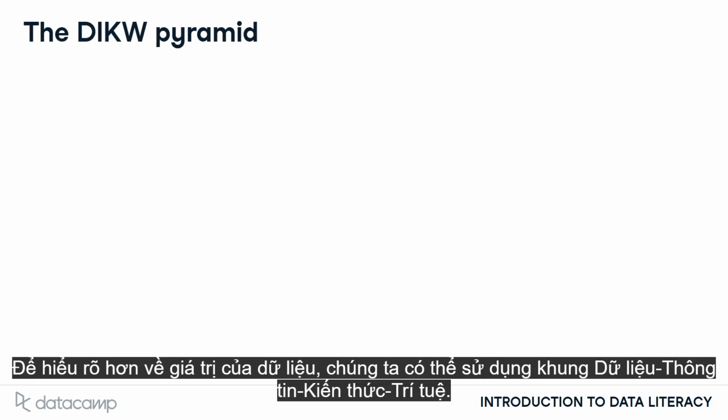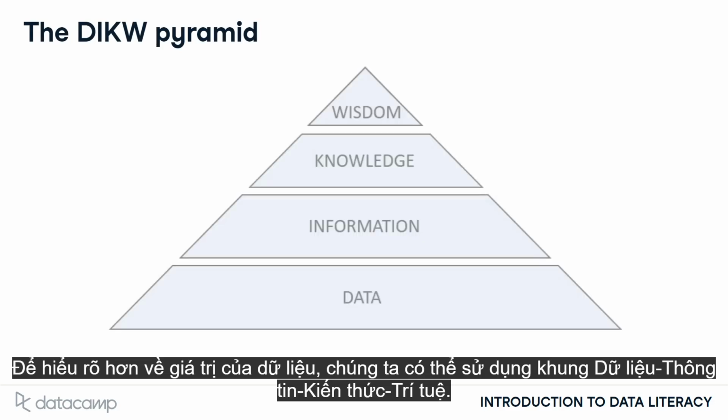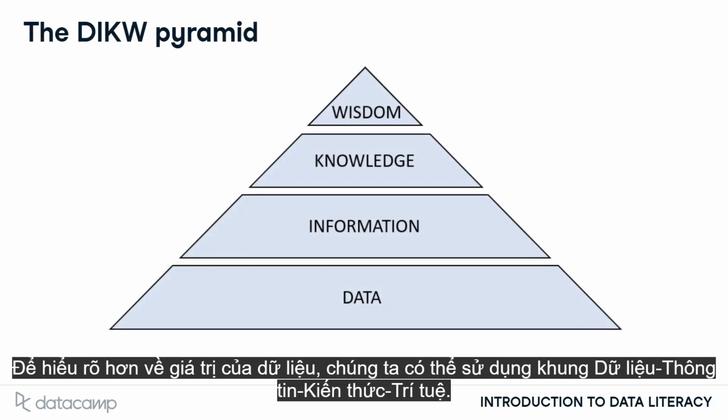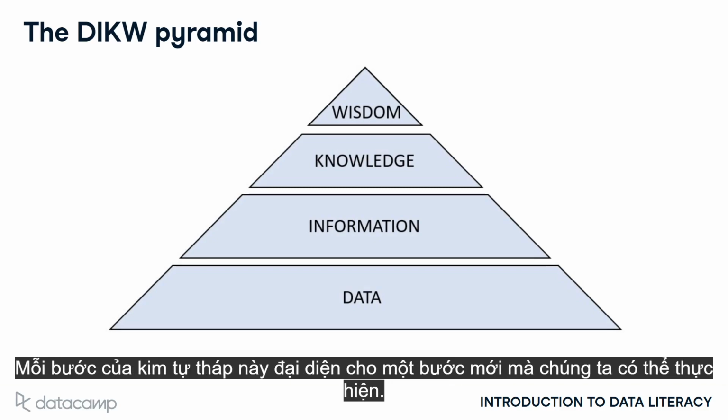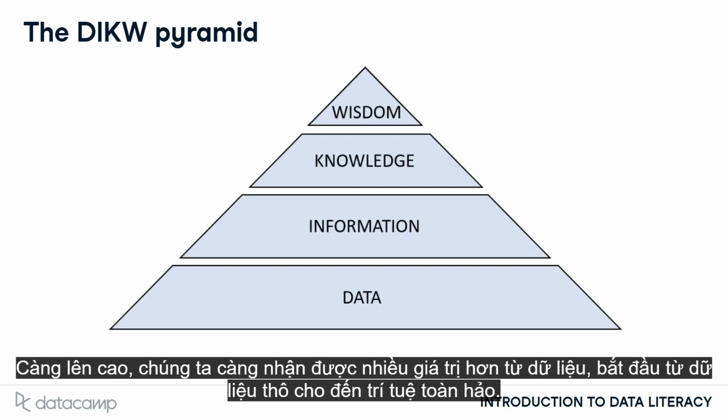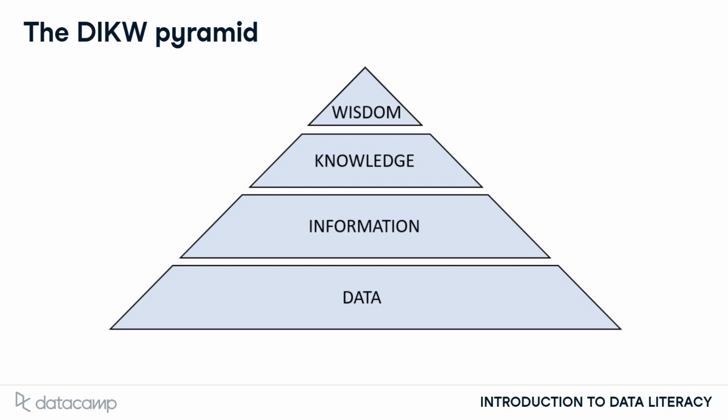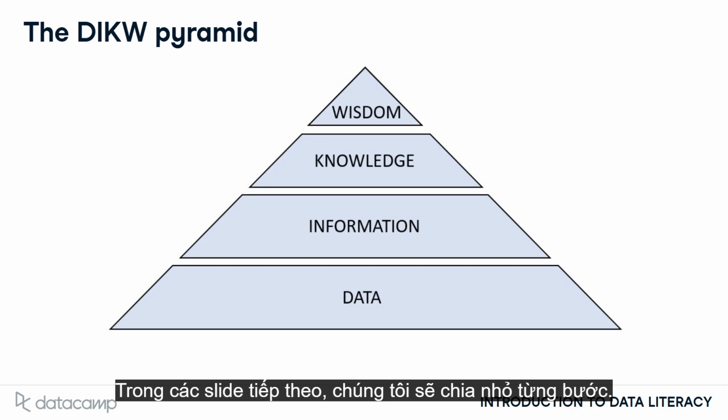To better understand the value of data, we can use the data, information, knowledge, and wisdom framework. Each step of this pyramid represents a new step we can take. The higher we go, the more value we can get from data, starting from raw data all the way up to perfect wisdom. In the following slides, we'll break down each step.